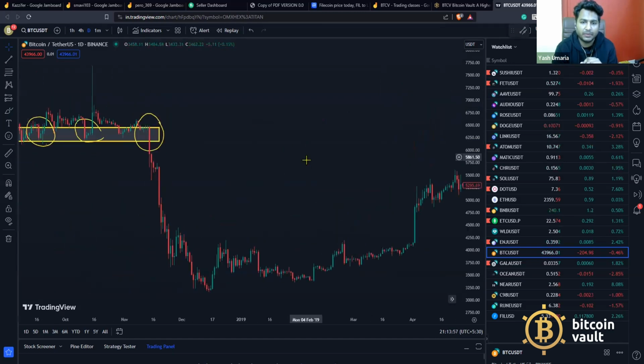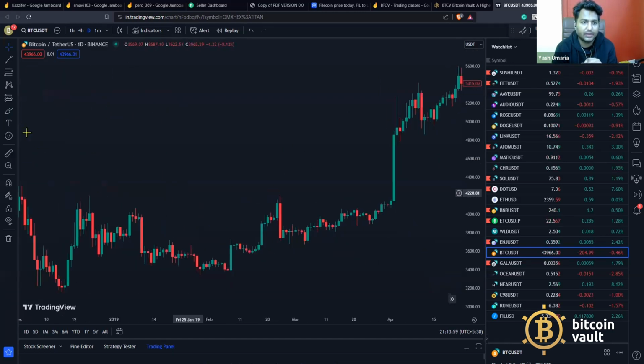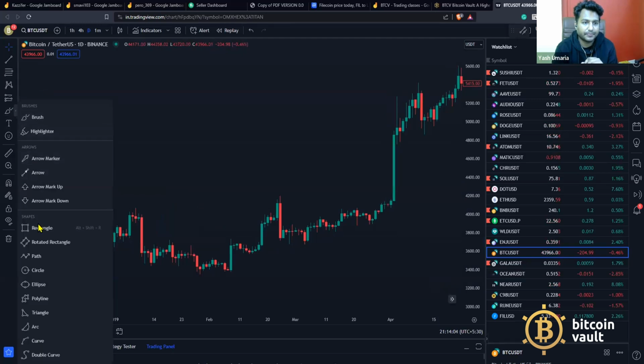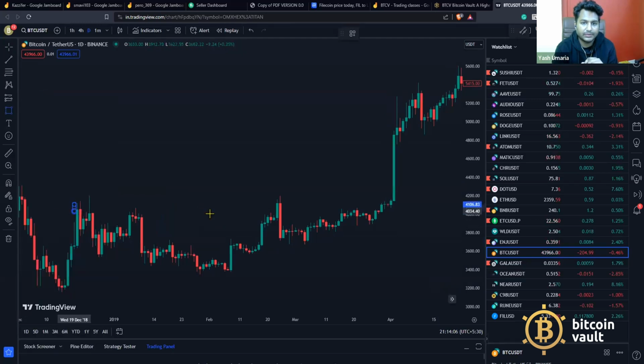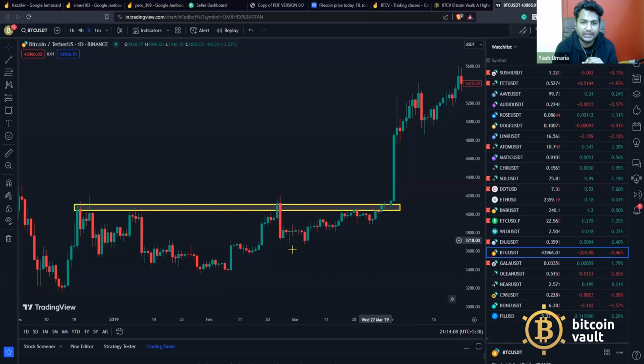I can show you the same example for resistance right here. This is my resistance level. See why it's a resistance? As I said, because the market is dropping after touching that particular zone. The sellers are trying to push the market down from this zone. That's why we call it a resistance zone.